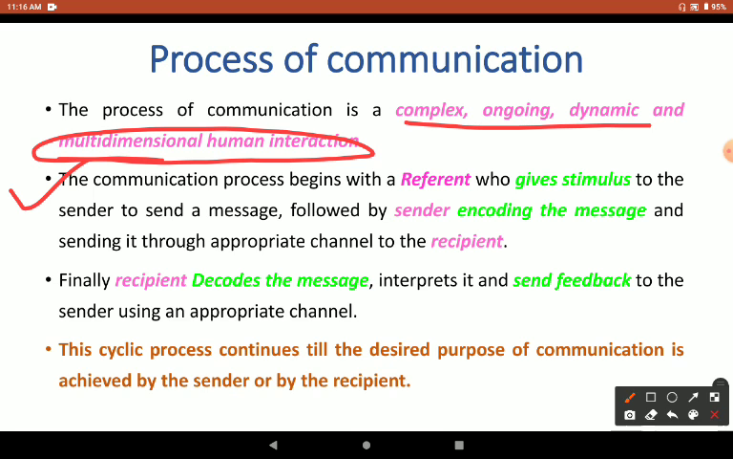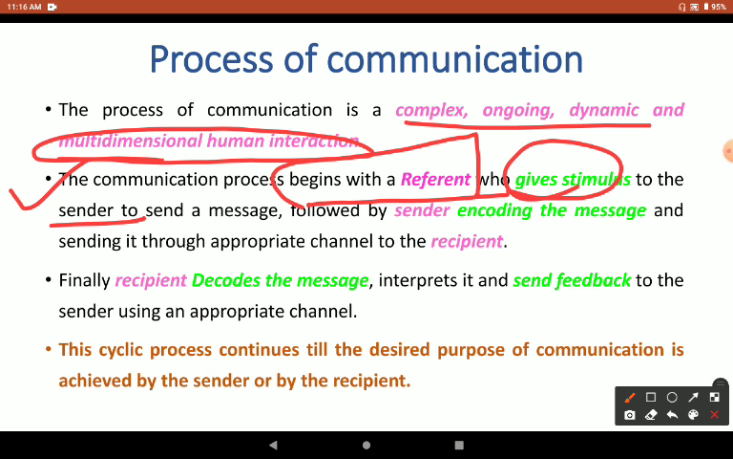The communication process begins with the referent, who gives stimulus. What is stimulus? It is what provokes the sender to communicate. For example, if you don't have money for a pen, you will ask your father, "Papa, give me 5 rupees, I want to buy a pen." Your need has provoked you to talk to your father for money. So here the stimulus, the referent, will be your need for a pen.